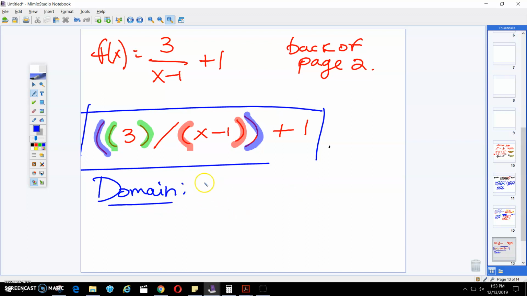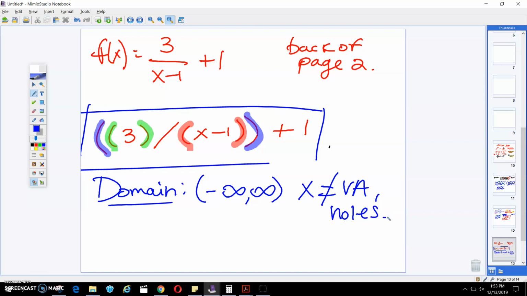Also, for domain, and this wasn't on your test, but I'm sure you'll see it on your final exam: for domain, you're always going to have all real numbers, but you're going to say where x cannot equal the vertical asymptotes and the holes. If you didn't know that, I would write that down. So for domain, for rational functions, you're saying from negative infinity to positive infinity, where x cannot equal whatever your vertical asymptote is and whatever your holes are. Okay? I would just put it as a side note, like a little star at the top of my paper.